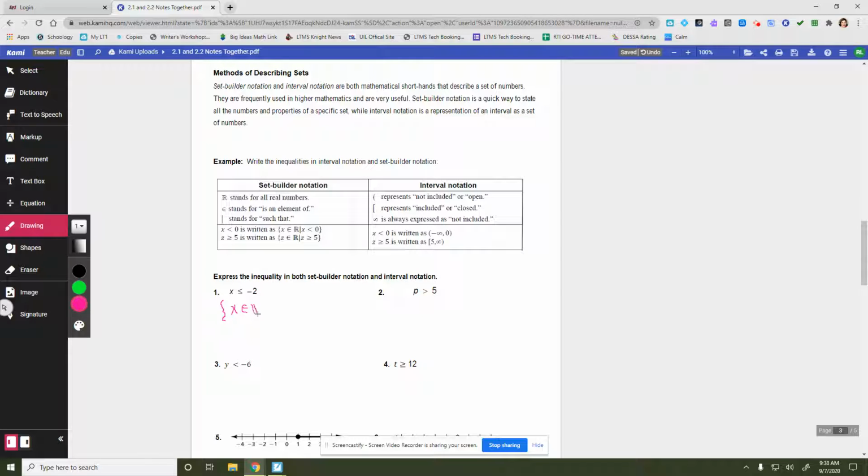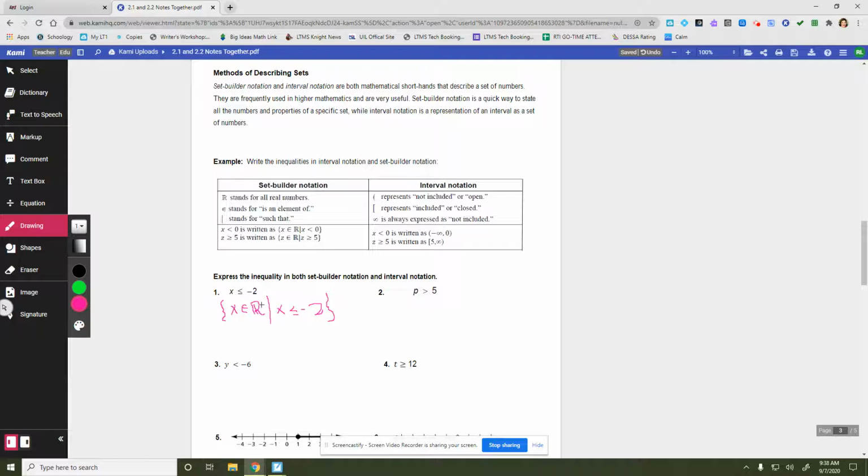It doesn't look like there's any type of limiting factor to that. So the X in all the real numbers such that X is less than or equal to -2. And then I would close my set.